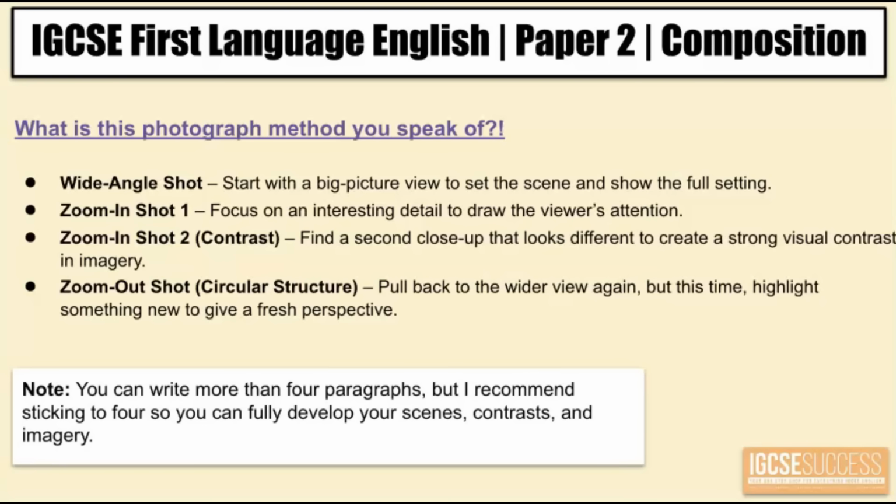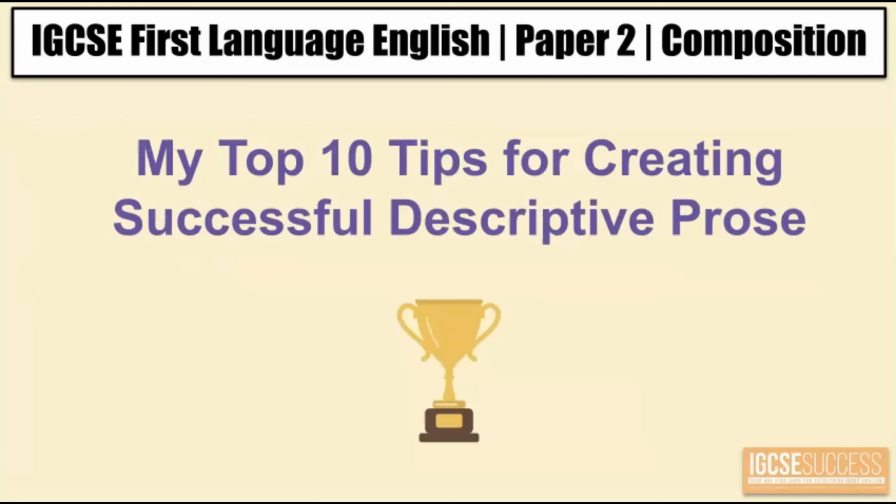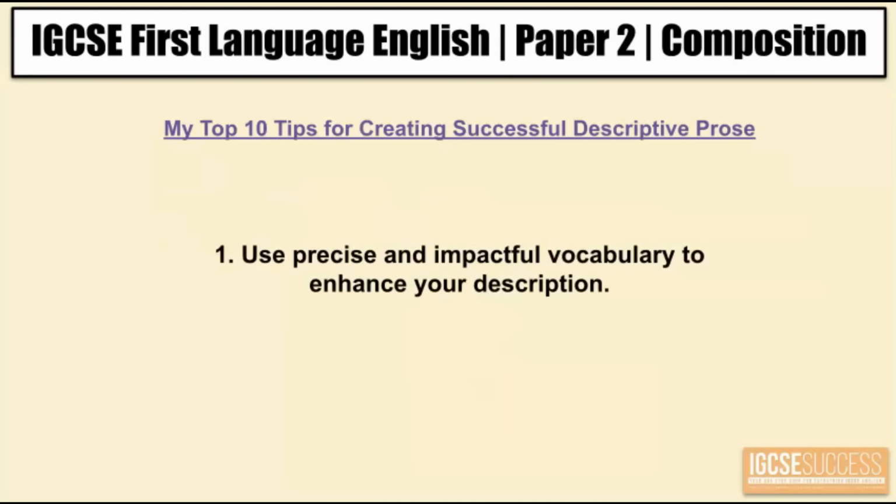And your last paragraph should be a zoom out shot. And usually it's a good idea to use a circular structure, so returning back to your original scene, but perhaps focusing on something slightly different and giving a fresh perspective. Now let's look at my top 10 tips for creating successful descriptive prose. These aren't in any particular order, by the way.